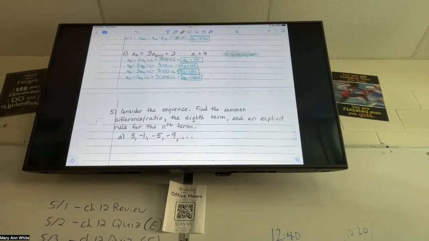All right, number 5 says, consider the sequence, find the common difference or ratio, the 8th term, and the explicit rule. This is basically like number 2 that we skipped earlier, or like number 1, A and B, that I showed you at the beginning and said we're gonna do more like it. Now is when we're gonna do more like it.